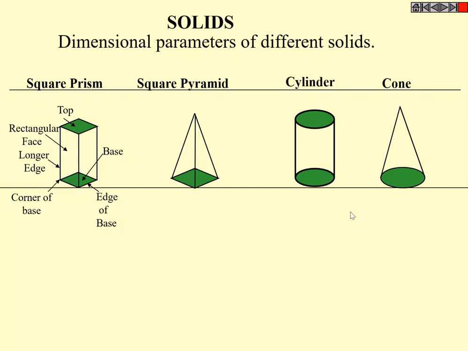So if you take a square prism, here it has the edge of the base, corner of the base, a longer edge, rectangular face, top, base. All these wordings will be used in the problem to define it and to solve the problem. If it's a pyramid, different names are assigned in the problem, which you are supposed to know.